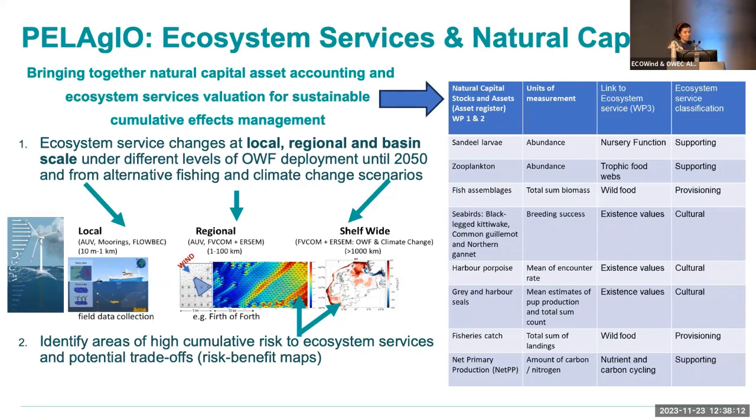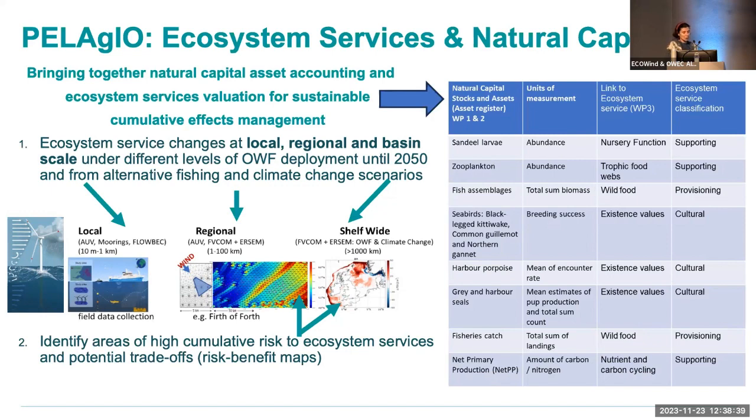Okay, so in Pelagio, similarly to the other projects, we're also again bringing in techniques about ecosystem services valuation and natural capital accounting. And we're considering a range of natural capital assets and stocks that are shown in the table, and so are their equivalent ecosystem services. But the one that I really wanted to focus on, particularly the next slide, will be the fisheries catch and landings and their ecosystem services in terms of providing food supply.